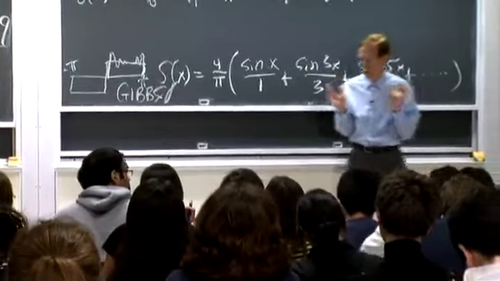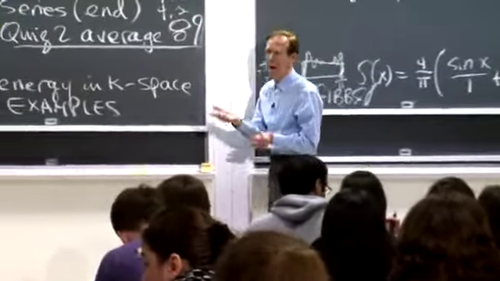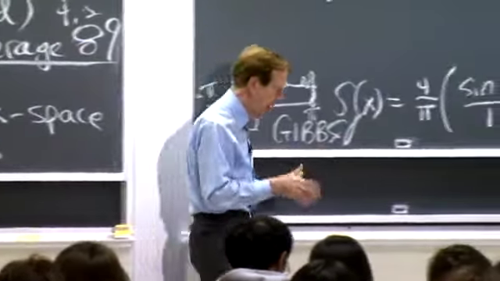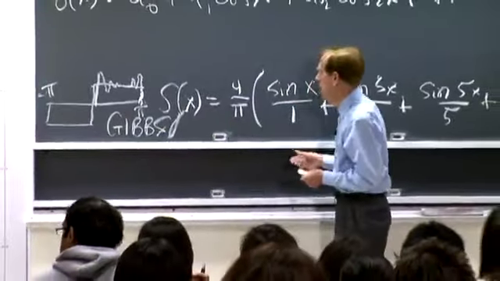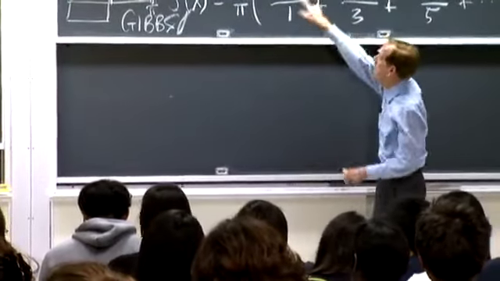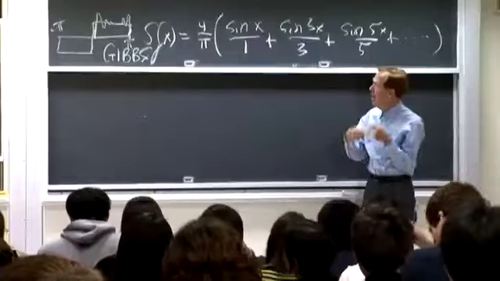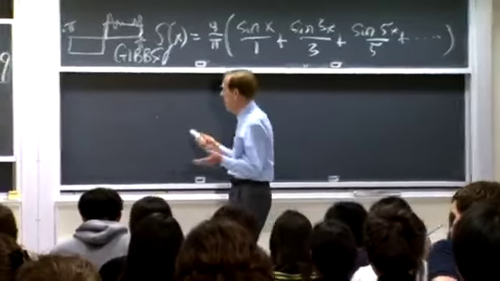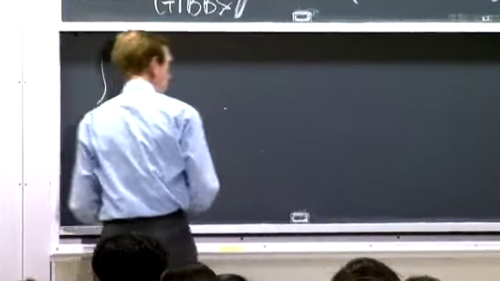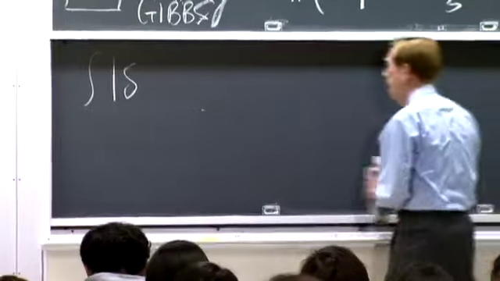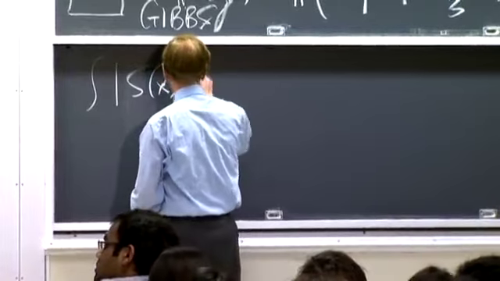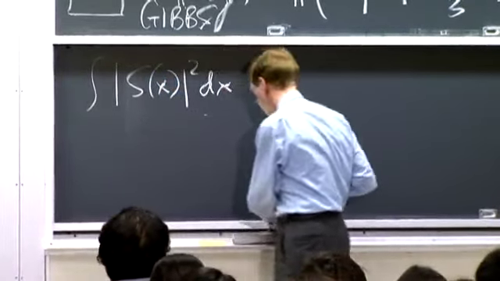So what do I mean by energy? Well, it's quadratic, right? It's the length squared of the function. So let me compute. Maybe I'll do it on this board underneath and leave space for the delta function. The energy in x space is just the integral, the length squared. The integral of S of x squared dx. It's just what you would expect.